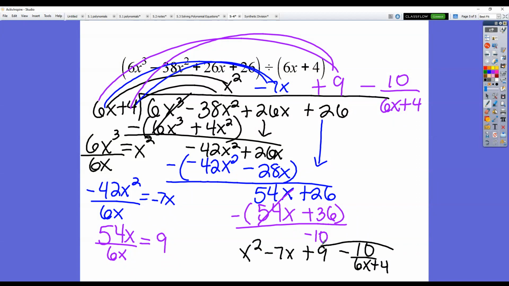Now guys, if you end up with a remainder bigger than 10, usually it's a sign you did something wrong. So make sure you double check your math. Okay, slow down.